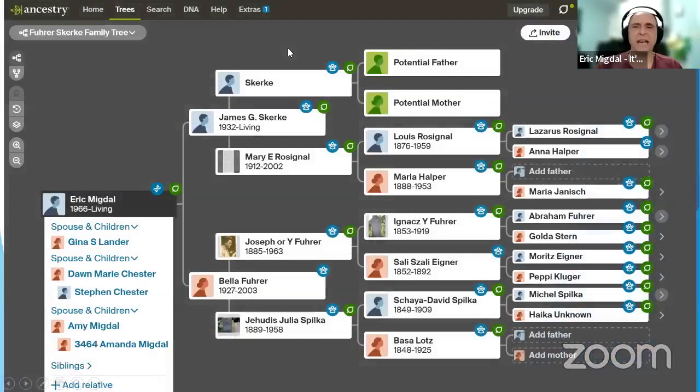And you can also look at it as a pedigree view, which means it's only you, your parents, your grandparents, your great-grandparents, and so on, going back in time. This does not include aunts, uncles, cousins, nieces, nephews, or anybody else. This is just direct lineage line back in time.